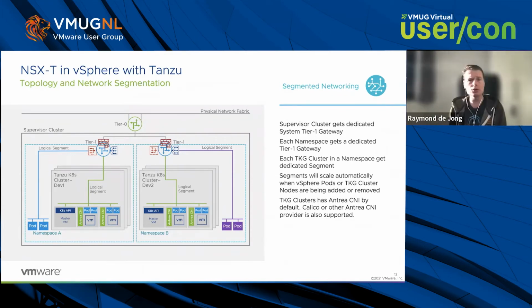When you create those resources, they will be created on dedicated segments and automatically be connected to a tier 1 gateway for that namespace. They also will be assigned automatically a subnet CIDR and a gateway IP address to make routing possible.